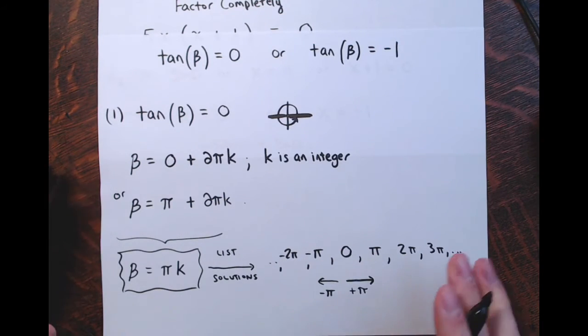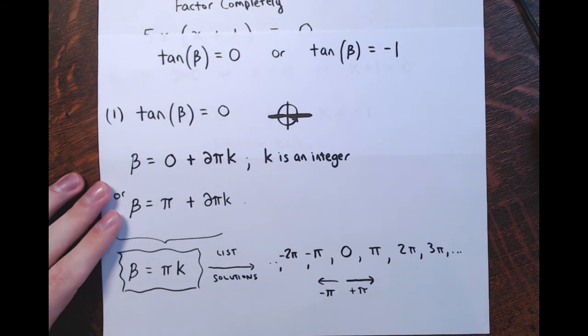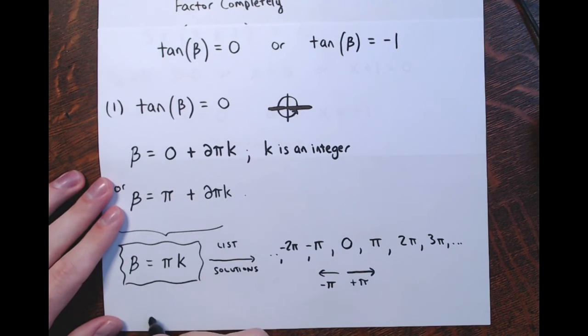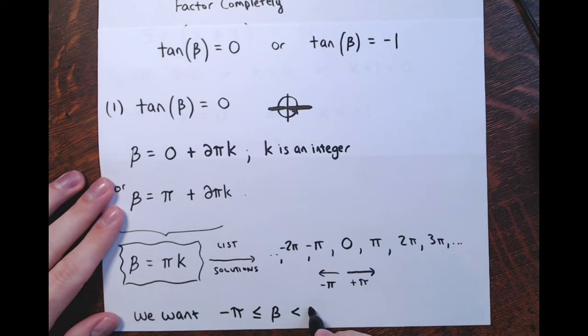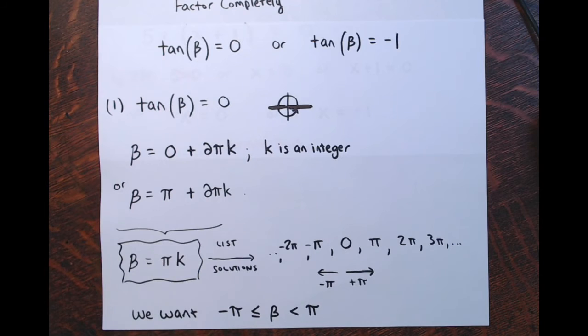But they don't want all these solutions, right? They only want values of beta in this range. We want negative pi less than or equal to beta less than pi. So they want values of beta from negative pi to pi, but not including pi.